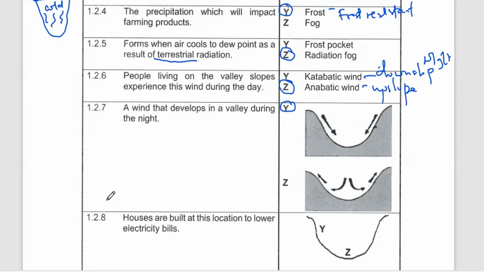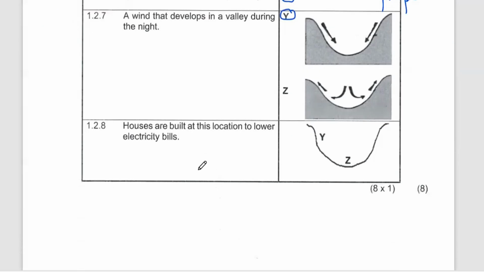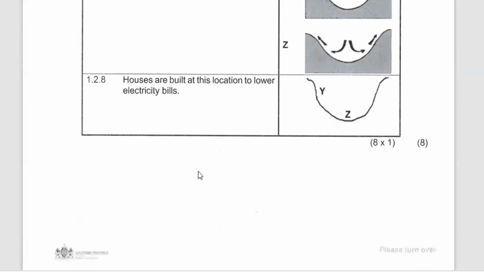Right. Moving on to the next question, houses are built at this location to lower electricity bills. Is it Z or Y? Z is in the valley floor. That is where we experience frost pockets during excessively cold winter nights. And ultimately, they cannot reduce electricity bills because we need heating because of excessively cold temperatures in the valley. This is where the thermal belt exists around area Y and is the warmer part of the slope. So the correct response is Y for number 128.